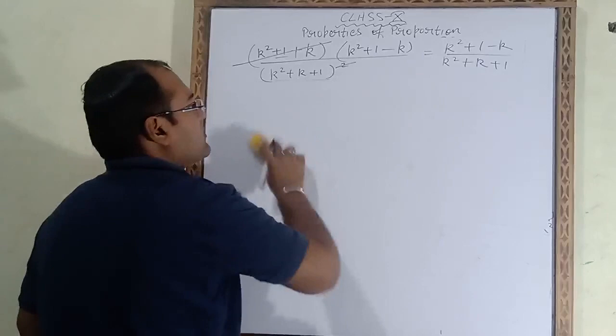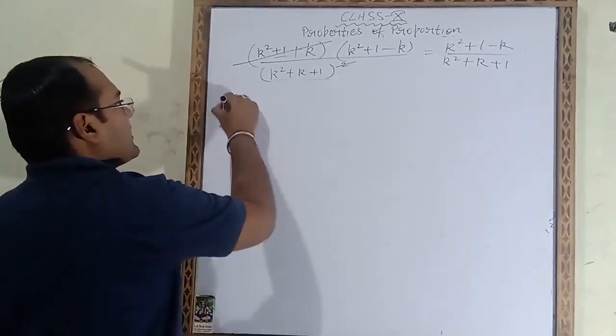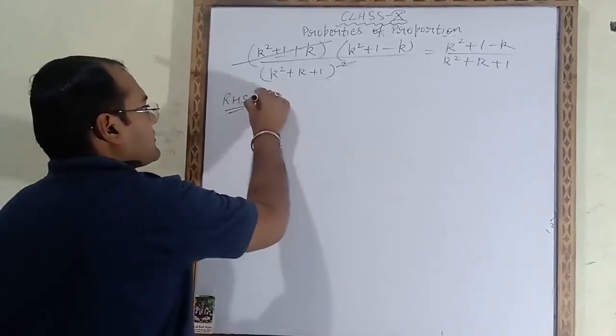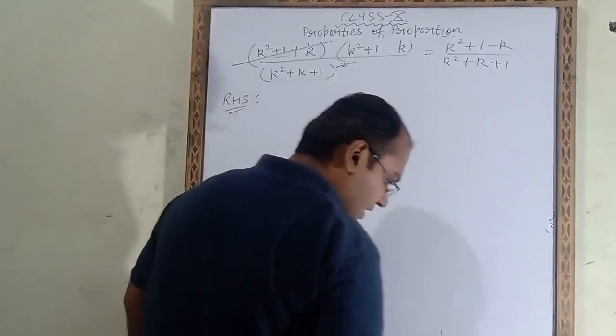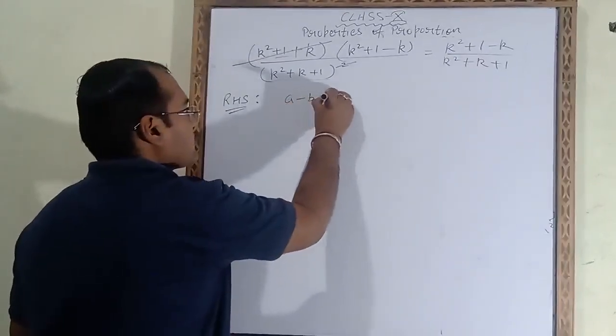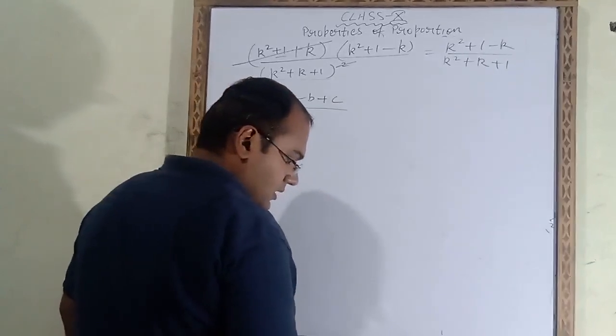Now we will solve the right hand side. Right hand side is (a minus b plus c) upon (a plus b plus c).